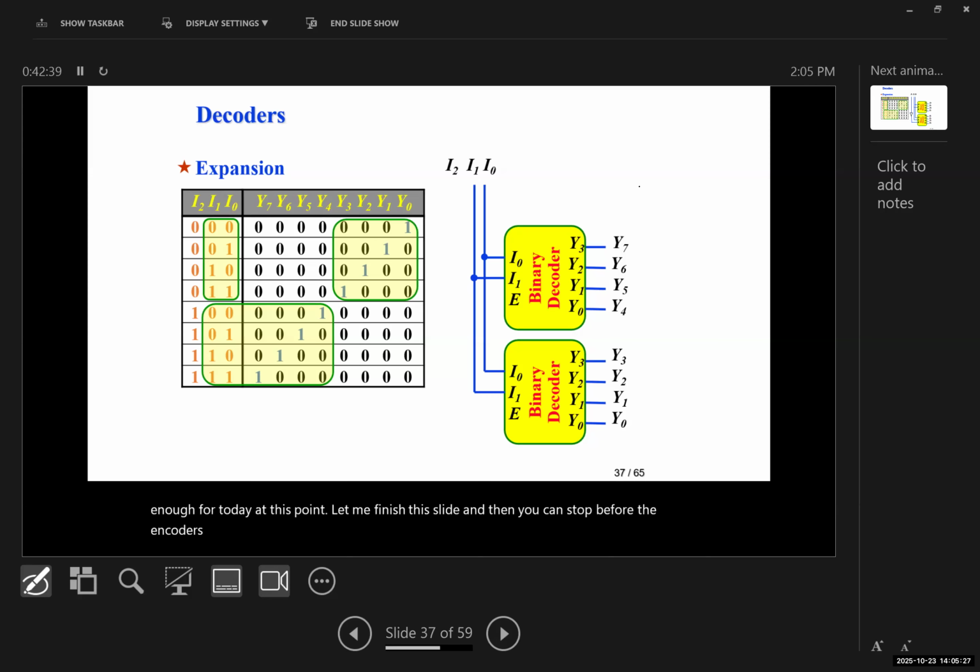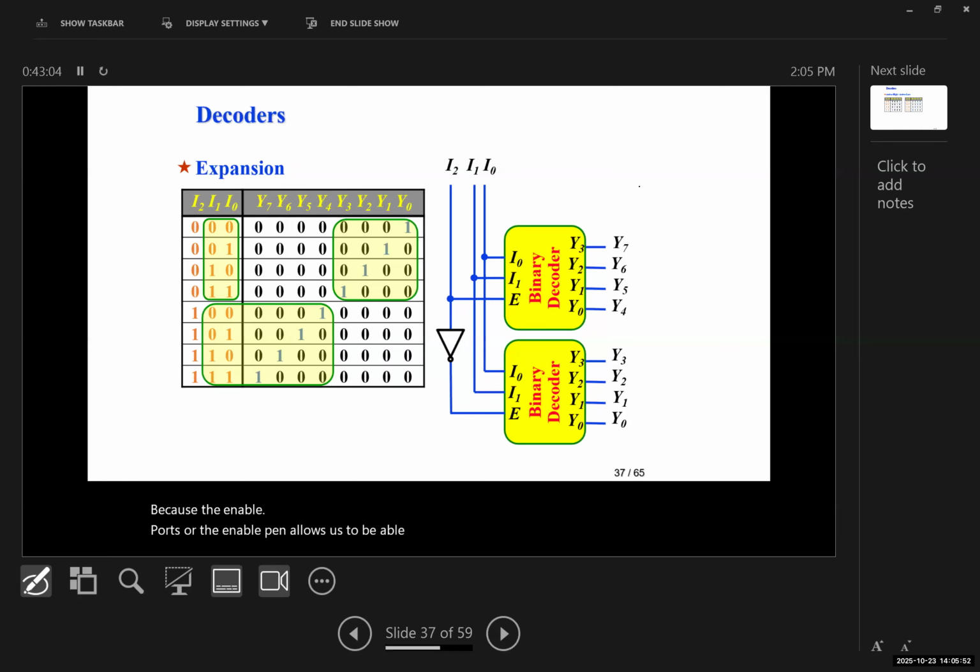So to build a 3x8 decoder, you can combine two 2x4 decoders. The only catch to this is that the decoders must have an enable, because the enable pin allows us to turn on one of them and turn off the other one to be able to combine these two. If it doesn't have the enable pin, we cannot combine them together and expand the decoders.